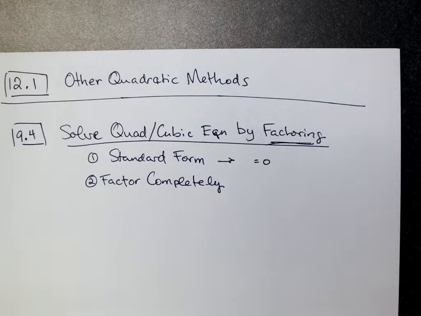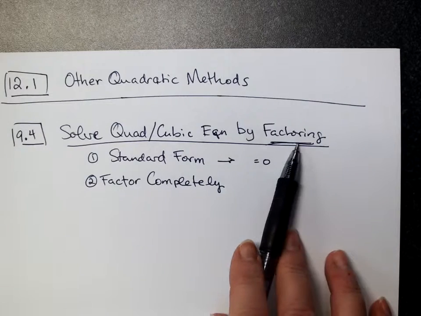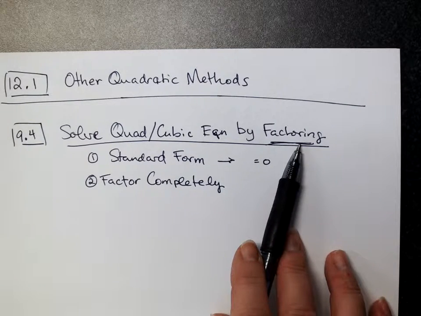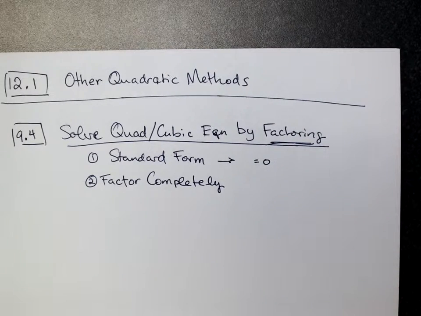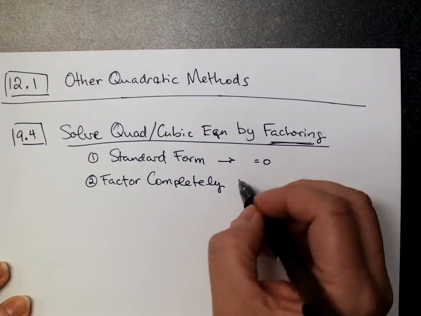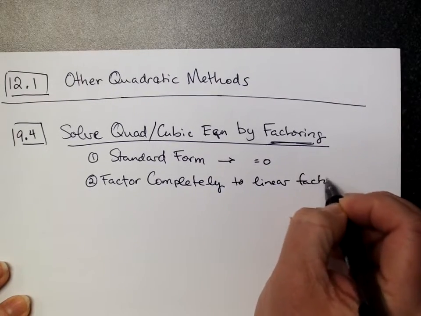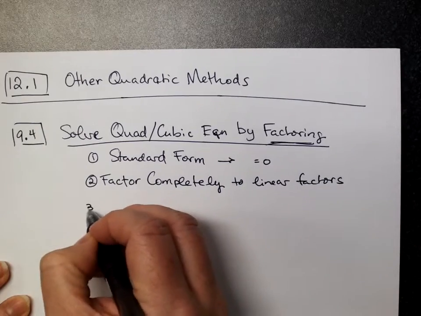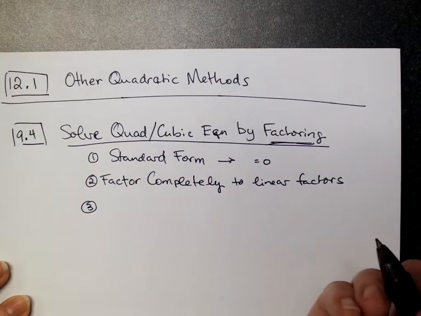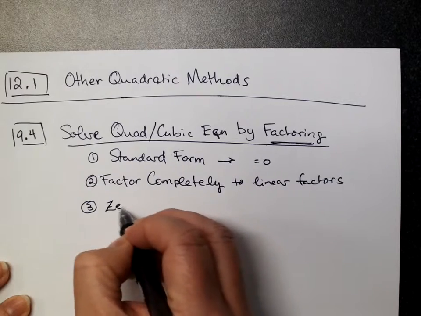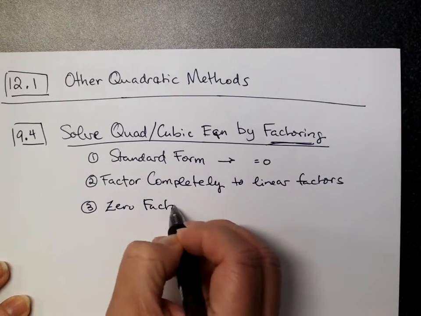Okay? And we did some factoring like that, but when I gave you equations to solve by factoring, I told you everything will be factorable all the way down to linear factors. Okay? Because if it's not, you have to use a different method. So you factor completely down to linear factors. Okay? And then once you have linear factors, you set each factor equal to 0, because that is using our 0 factor property.